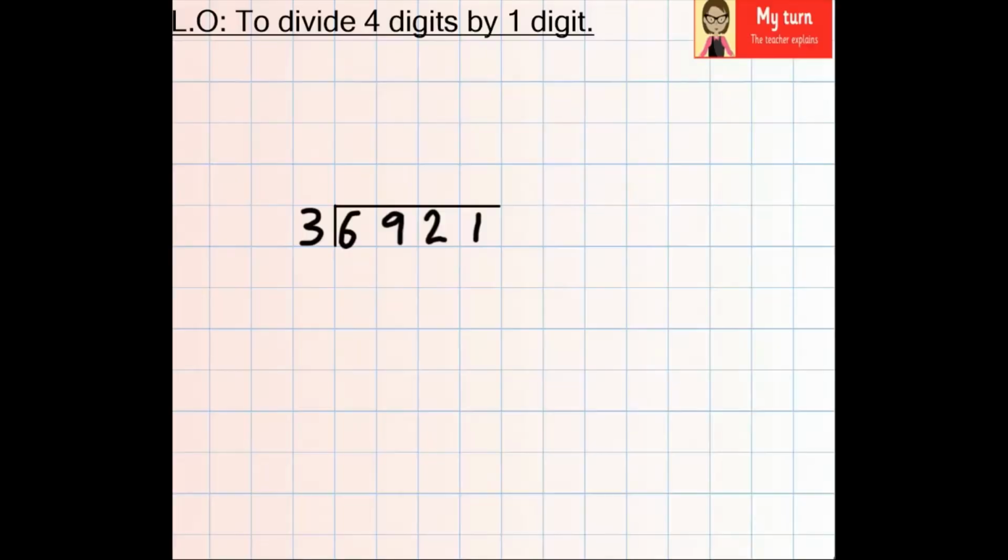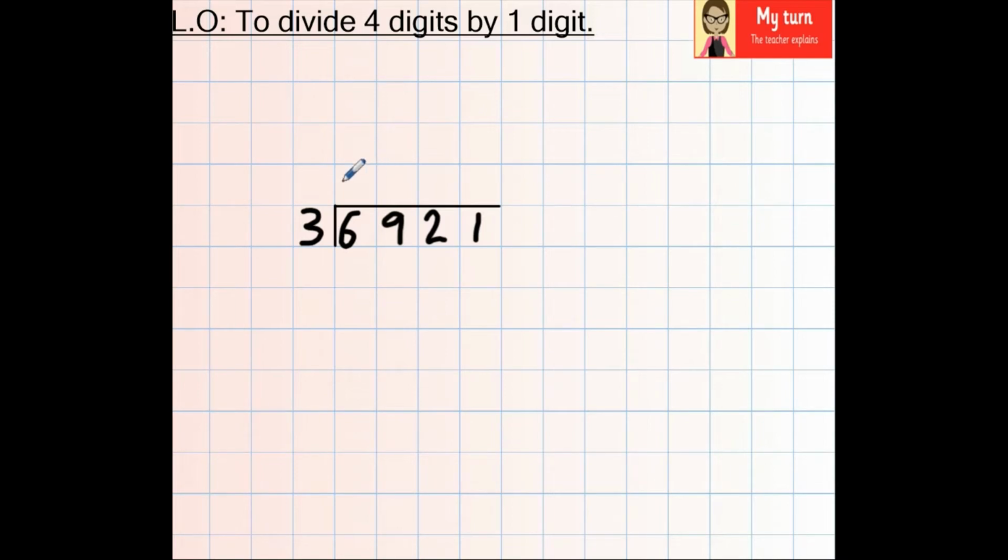Now it's my go at having a go at the bus stop method. Now, it's really important before we get started that you see the place value of each number. So this 6 here isn't just a 6, it's 6,000. This is 9 hundreds, this is 2 tens, and this is 1 ones. So we're going to ask ourselves, how many 3s go into 6? And we know it's 6,000 because it's in the thousands column, but we know whatever the answer we put here would be thousands because it's the thousands column.